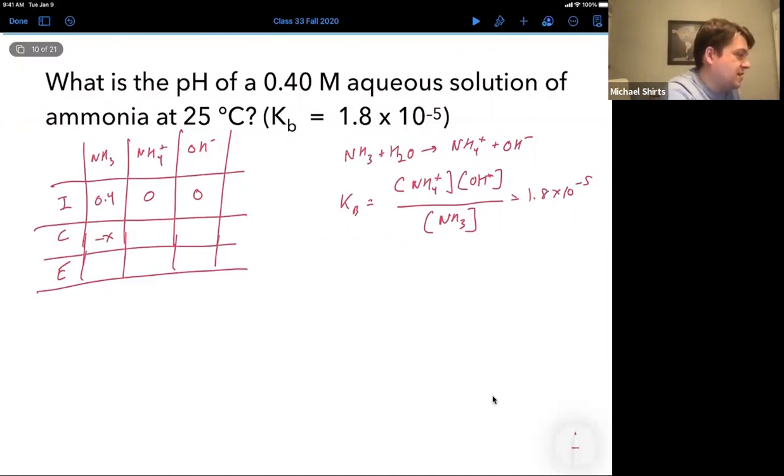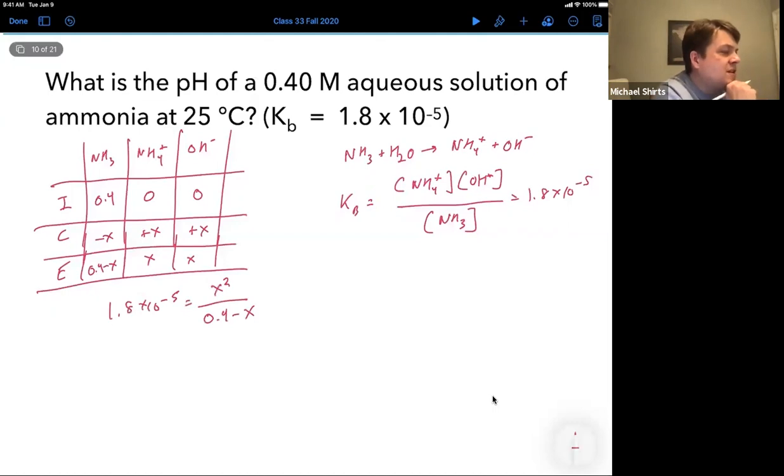So this is minus X, this is plus X, this is plus X, and we have 0.4 minus X at equilibrium, X and X. Okay, so we can just plug this in now, right? This looks exactly like the equations we had for calculating weak acids. So we have 1.8 times 10 to the minus fifth is equal to X squared divided by 0.4 minus X.